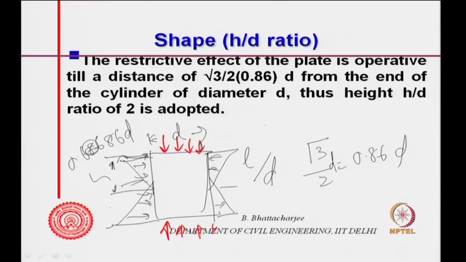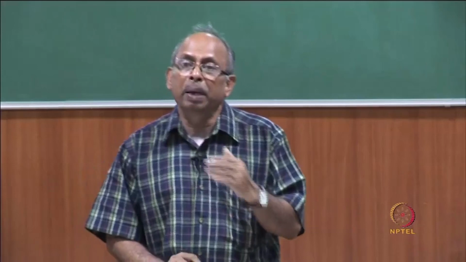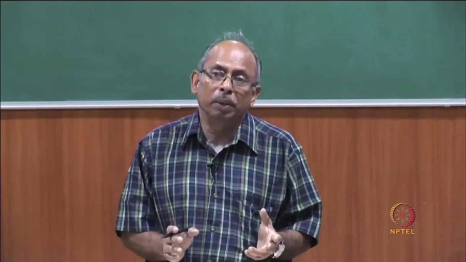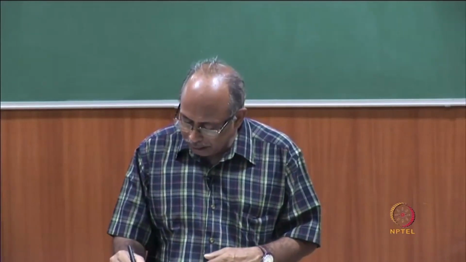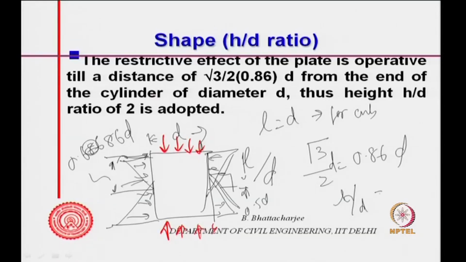So, you have L equal to d, which is the case for a cube. There is actually an overlap of the platen effect, because this is 0.5 d and this side 0.5 d, and it goes up to 0.86 d. So, practically the restraining effect of the plates works over the whole of the specimen. But if you have a cylinder with h by d equal to 2, for the cylinder.